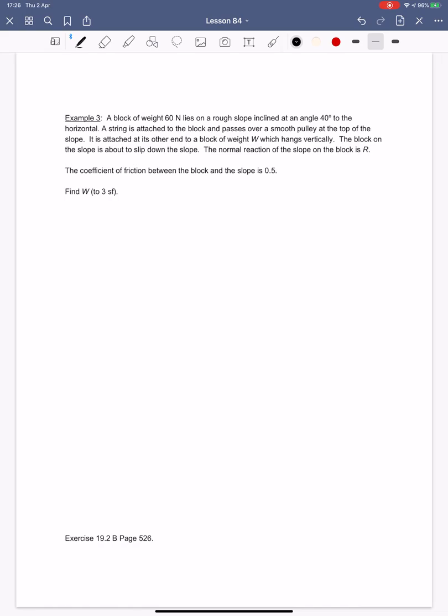Right, example 3. A block of weight 60 lies on a rough slope inclined at an angle 40 degrees to the horizontal. So it's 60 newtons. So those 60 newtons act vertically downwards.